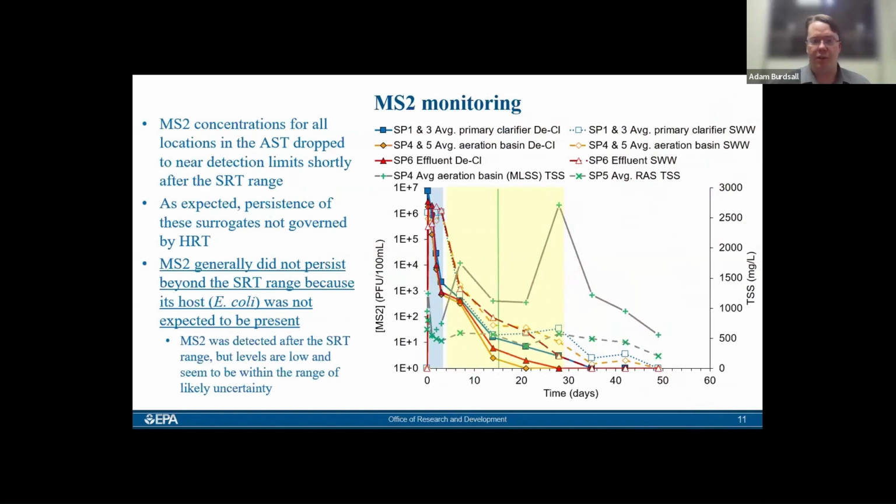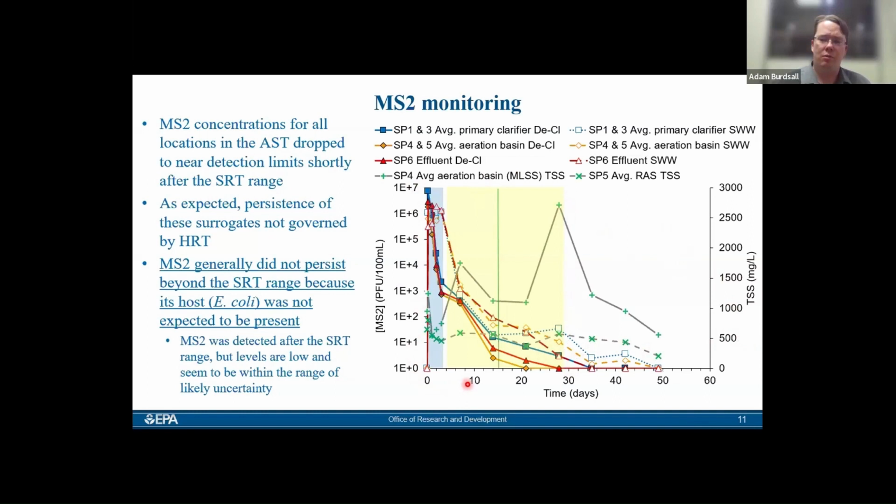But what was significant is that MS2 concentrations in all parts of the system dropped to near their detection limits at or shortly after that possible solid retention time range. Since both MS2 and BG are solids, it's not surprising to see them stick around beyond the hydraulic retention time.